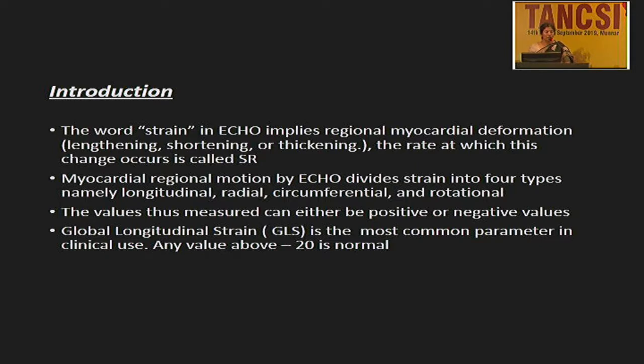The values that can be measured can be a positive value or a negative value, and global longitudinal strain is the most common parameter that is used clinically, and an average value of -20 is considered to be normal, and a value anything less than -12 is considered to be grossly abnormal.